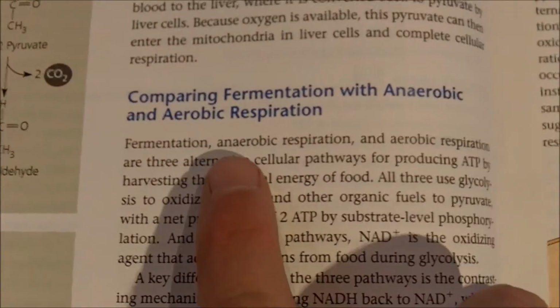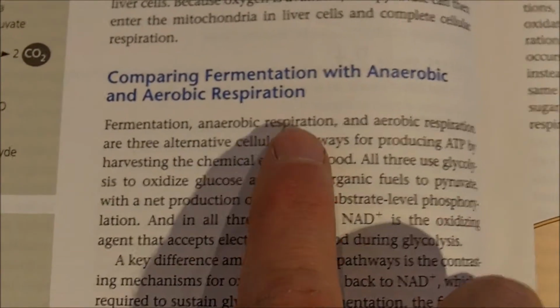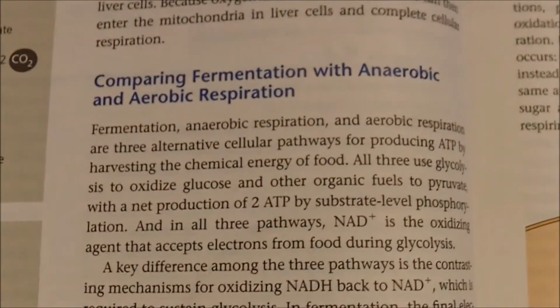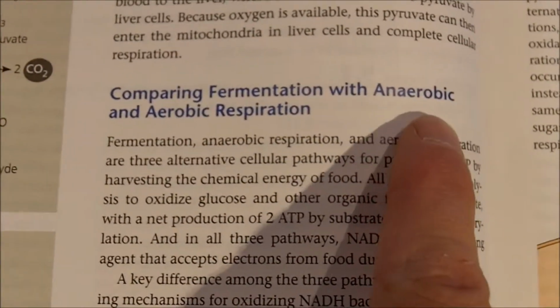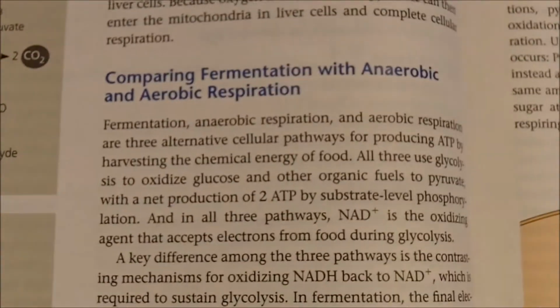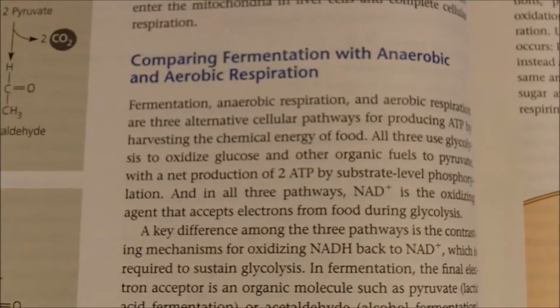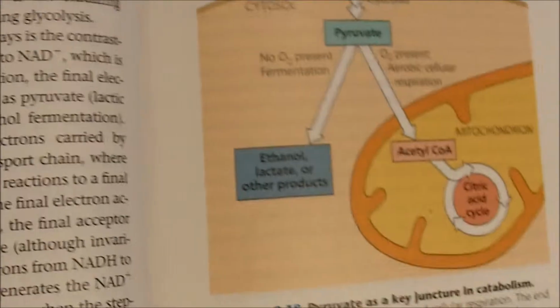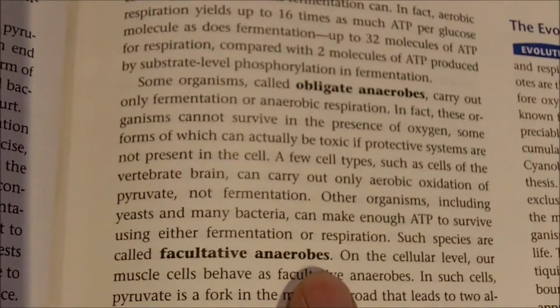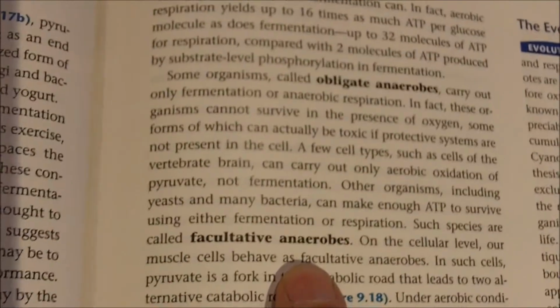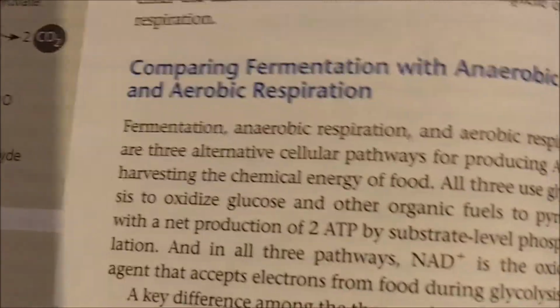Now here we've got a section comparing fermentation with anaerobic and aerobic respiration. So now you're thinking, okay, there are three different ways that ATP can be made that we know of. One is fermentation, one is anaerobic respiration, and one is aerobic respiration. Presumably if you've been reading the chapter, you have an idea of what some of these things are already. And then the rest of this chapter just explains how these different processes work. Here we've got a bit more information about obligate anaerobes and facultative anaerobes. You probably have to know what these two things are since they're in bold. We do know, since you see the word anaerobe here, it has something to do with anaerobic respiration.